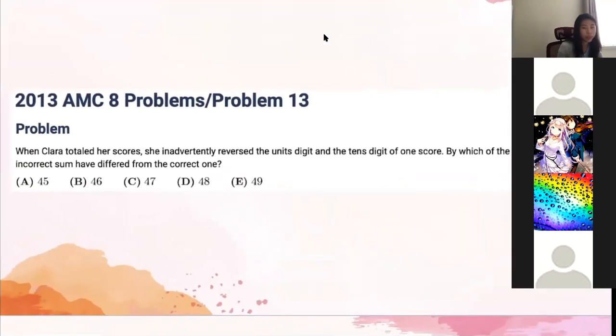Okay, back to this problem. This one actually doesn't have that much to do with other bases, but here we are. So we have Clara, she totaled her scores and she reversed the units digit and the tens digit of one score. So for example, she had 12 and then she accidentally made it 21, okay? Which of the following might her incorrect sum have differed from the correct one? And it's multiple choice, so you can just rule out the rest of the answers.